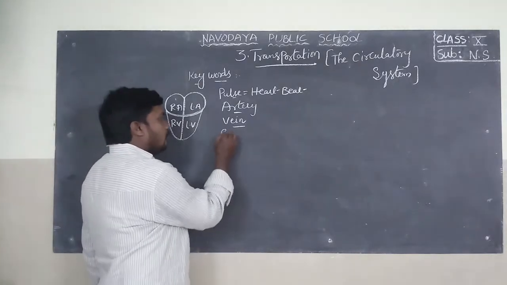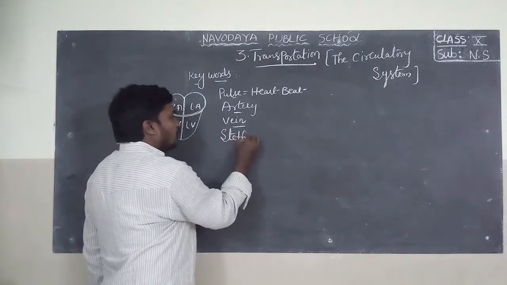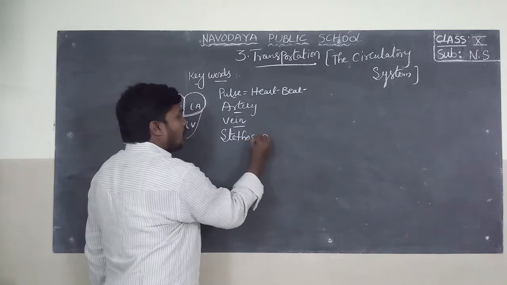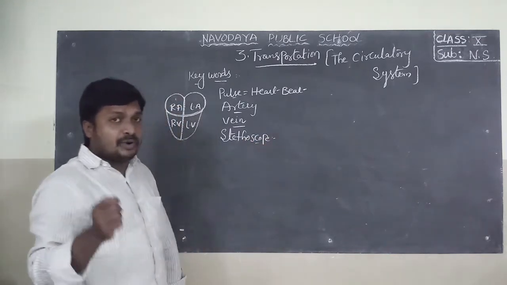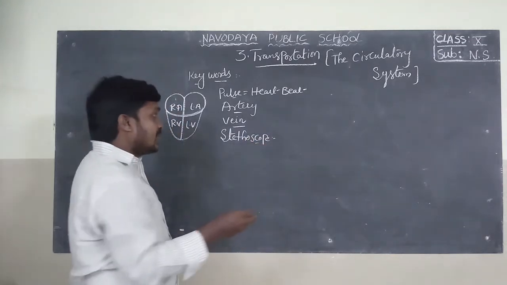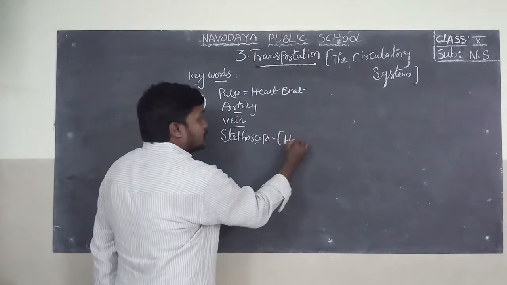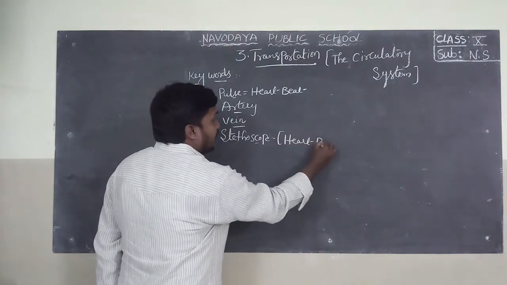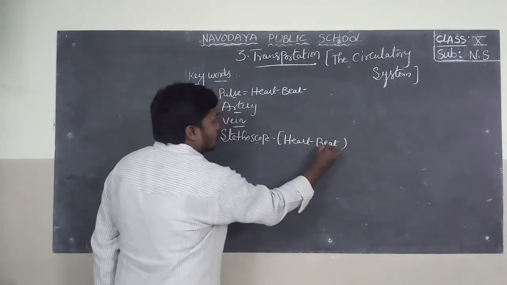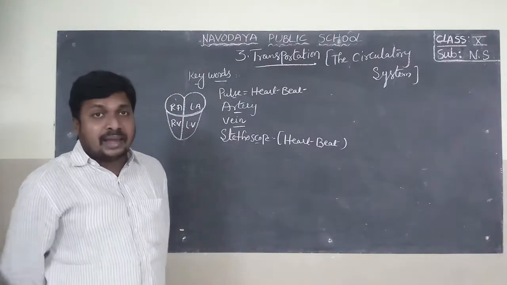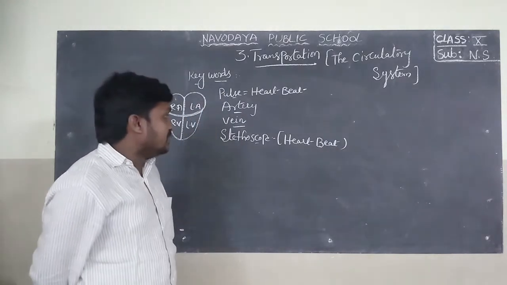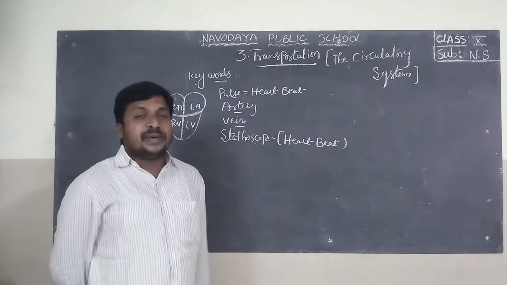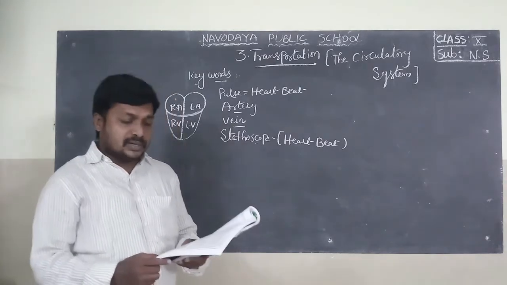Now stethoscope, very important. A scientist called Rene Laennec discovered the stethoscope for the first time. Stethoscope is an instrument which is used to measure the heartbeat of a person.